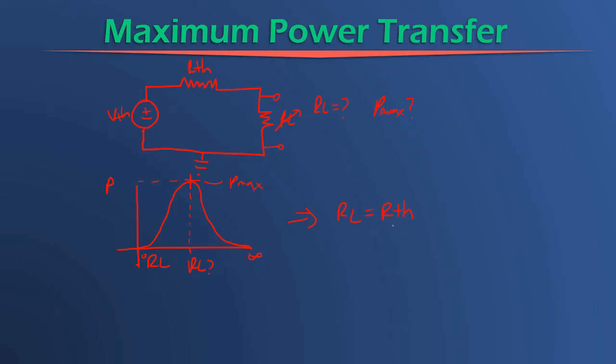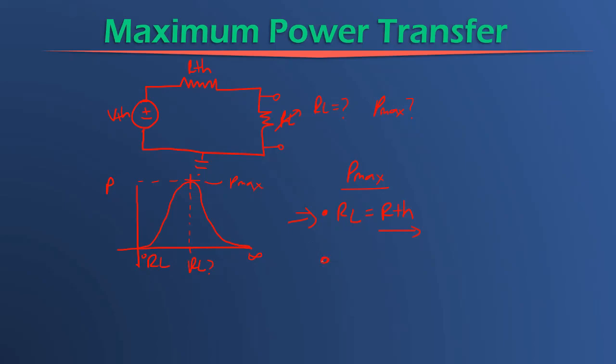This is why it's so important that we understand and work with the Thevenin equivalent resistance, because what it essentially says is that for you to get maximum power transferred to your load resistor from your circuit, the Thevenin equivalent resistance of your circuit must match the resistance of your load resistor. So for maximum power transfer, RL must equal RTH.